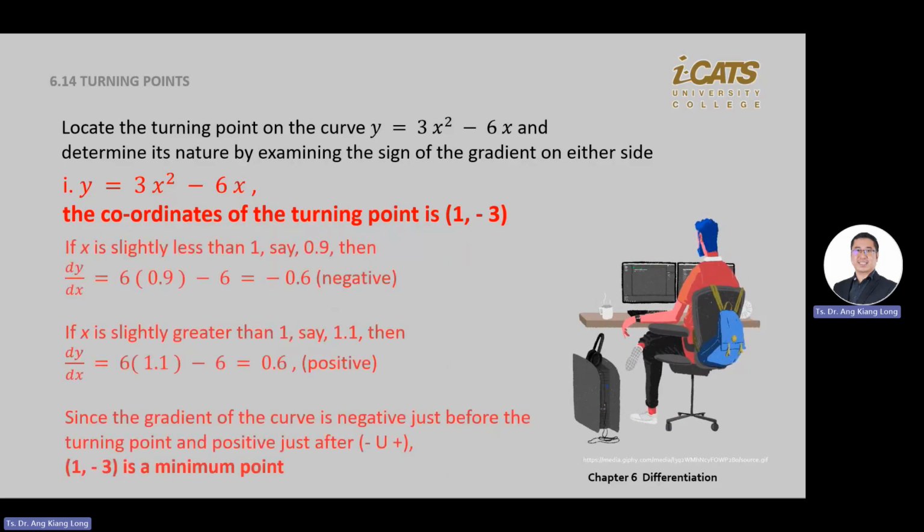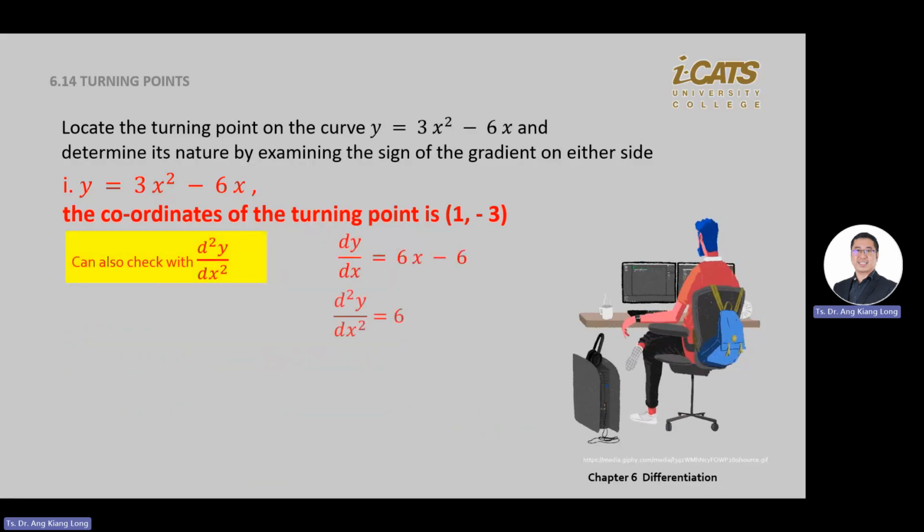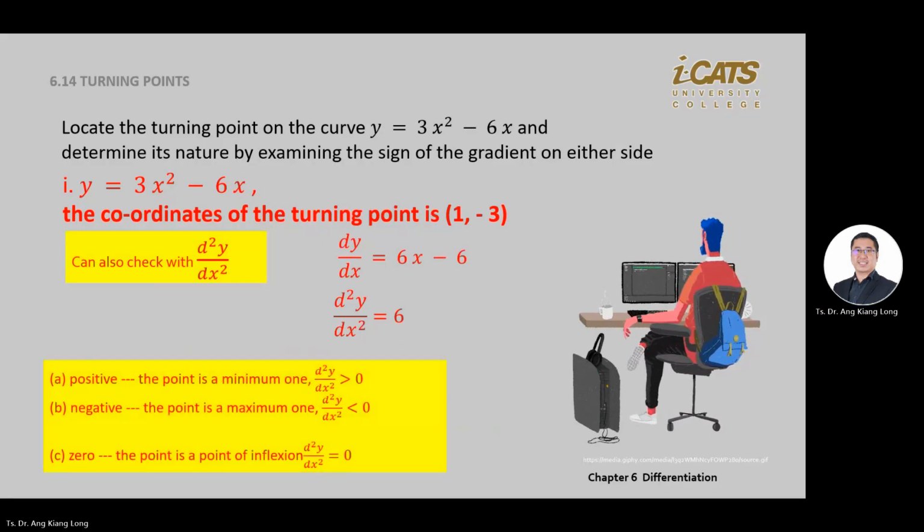Either you use this method, with the slower method also correct, or you use successive differentiation, which is double differentiation. So double differentiation, you get 6. 6 is positive, right? So positive is minimum. Okay, so the point is a minimum with the positive, and for a maximum it is negative.